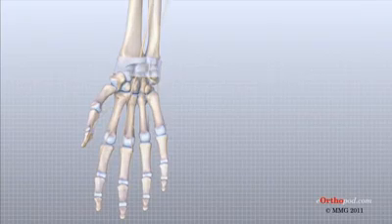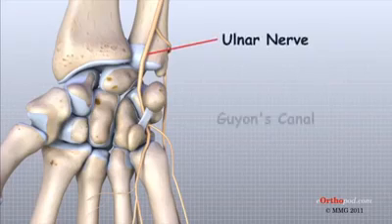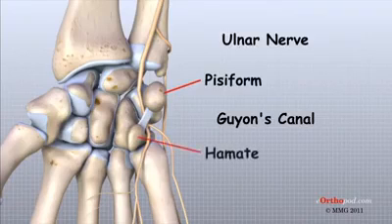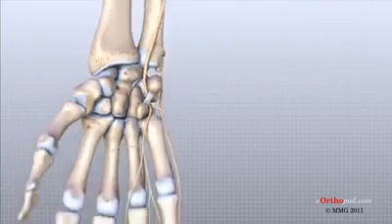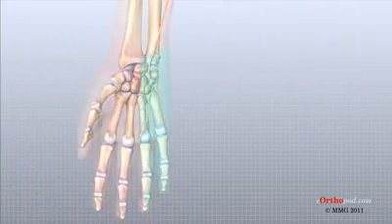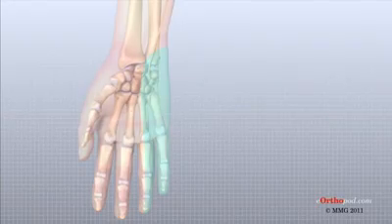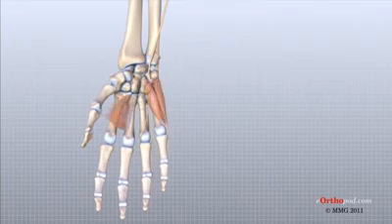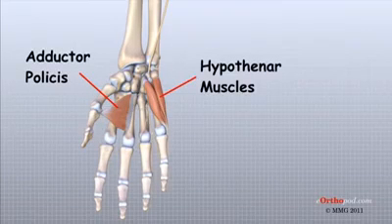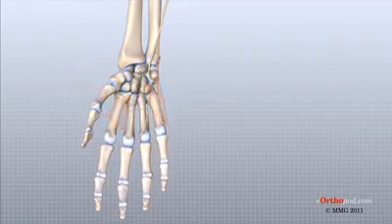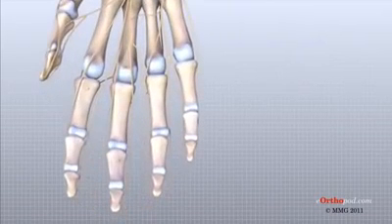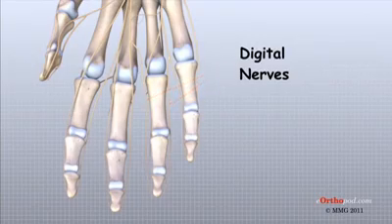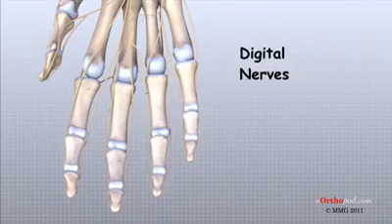The ulnar nerve travels through a separate tunnel called Guyon's Canal. This tunnel is formed by two carpal bones, the pisiform and hamate, and the ligament that connects them. After passing through the canal, the ulnar nerve branches out to supply feeling to the little finger and half the ring finger. Branches of this nerve also supply the small muscles in the palm and the muscle that pulls the thumb toward the palm. Each finger has a pair of sensory nerves, one on each side, that runs to the tip of the finger. These nerves are called the digital nerves and supply sensation to the fingers.